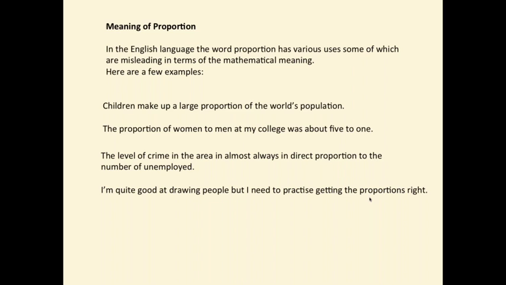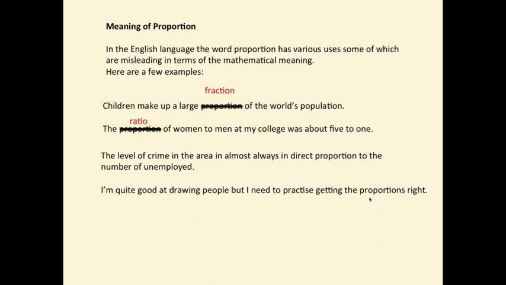In 2 of these sentences, the use of the word is in line with the mathematical meaning, and in 2 of these sentences, it's not. Which ones do you think? Well, in fact, it's in the first 2 sentences that the word proportion is not in line with the mathematical definition, because the correct word in the first sentence, children make up a large proportion of the world's population, should be fraction. And in the second sentence, the proportion of women to men at my college was about 5 to 1 is an incorrect use of the word by comparison with the maths use, because you should say the ratio of men to women at my college was about 5 to 1. So then the question is, so what, the other 2 are correct.